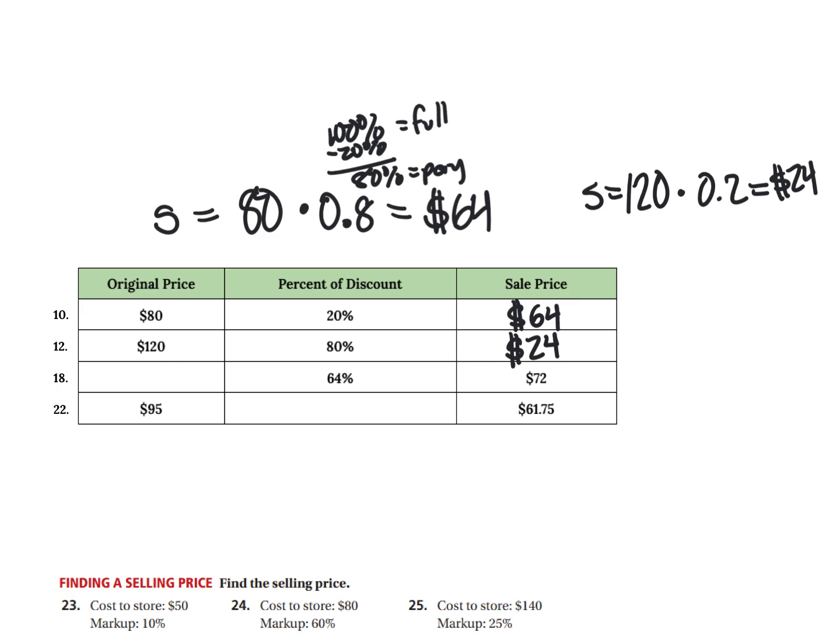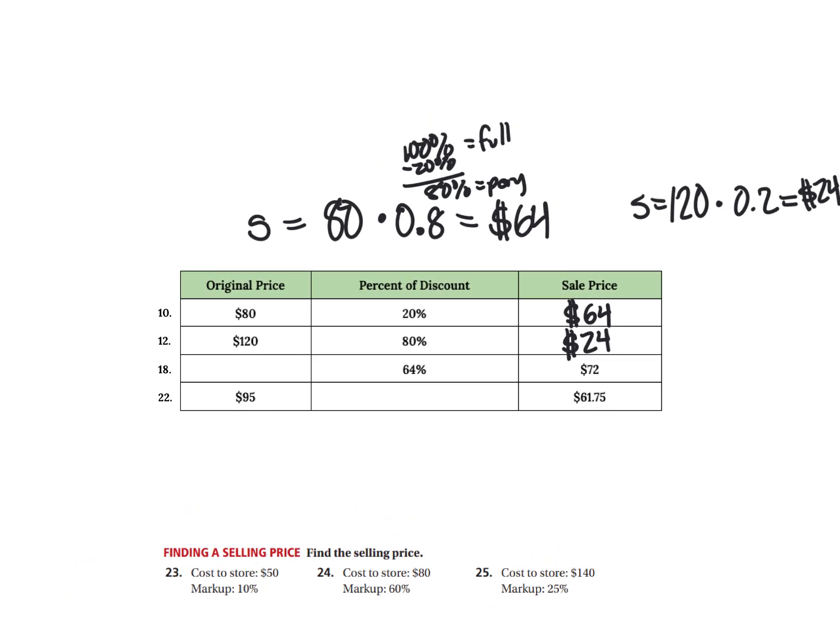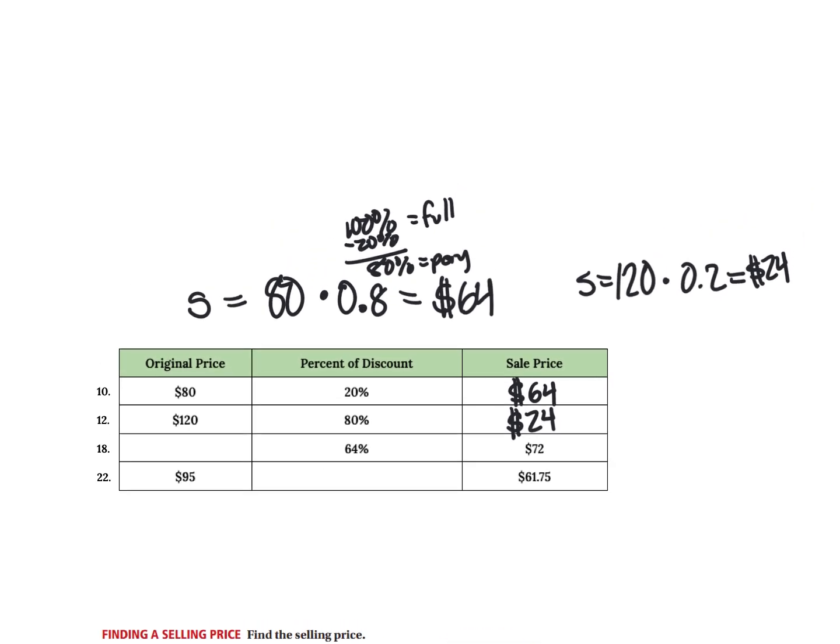Just like that. Alright, here's where it kind of switches up a little bit, right? Now I know my sale price, but I don't know what I started with. Okay? So instead of not knowing S, I now don't know W. So I'm going to fill in what I know. My sale price is 72.